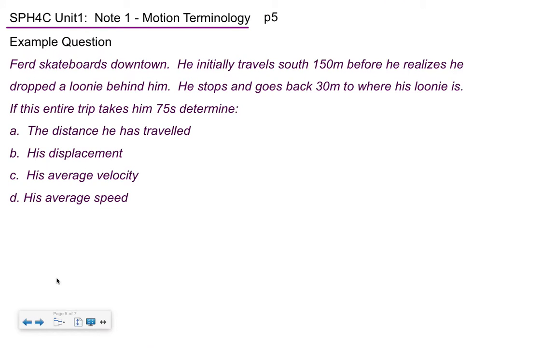So here's my example that we need to be able to solve by the end of today's lesson. Ferd skateboards downtown. He initially travels 150 meters south before he realizes he dropped a loonie behind him. So he stops, goes back 30 meters to where his loonie is. If that trip, the 150 south and then going back 30 meters, takes him 75 seconds, we need to find out his distance traveled, his displacement, his average velocity, and his average speed.